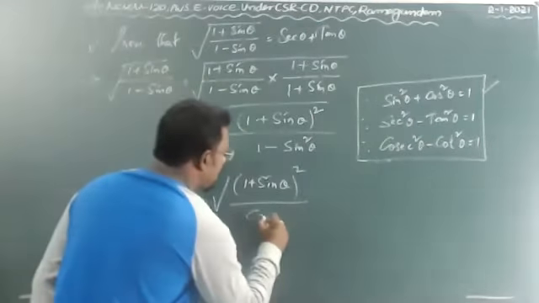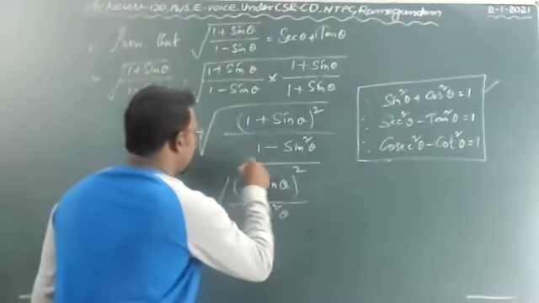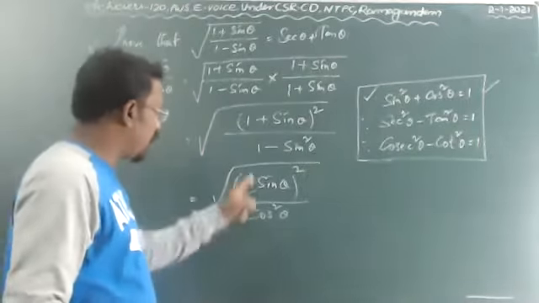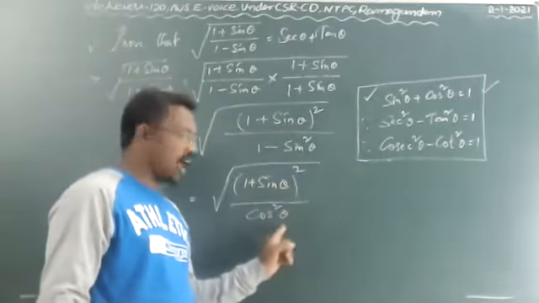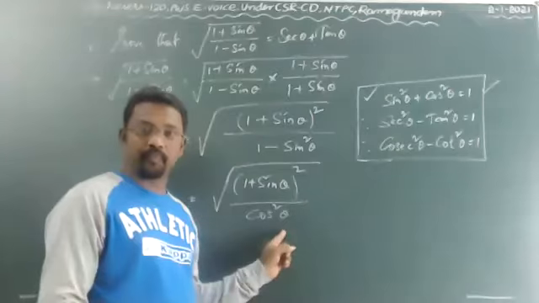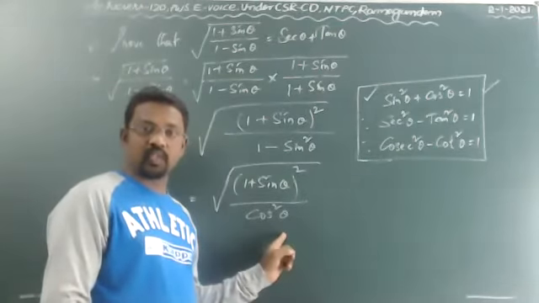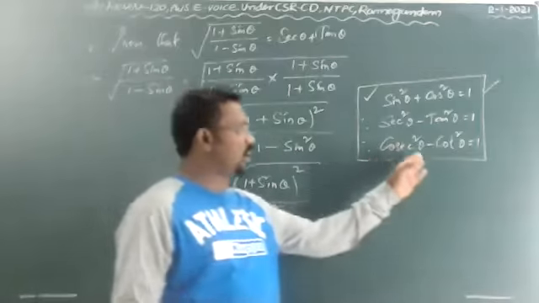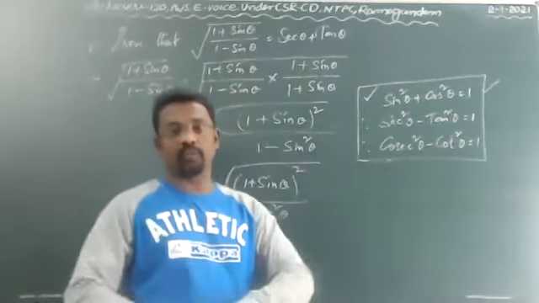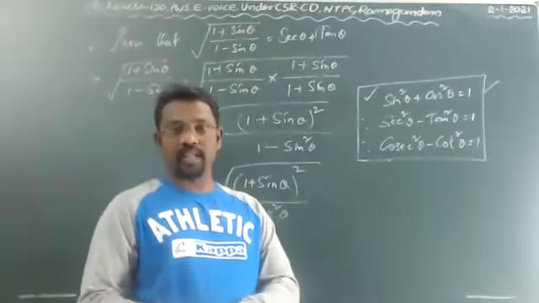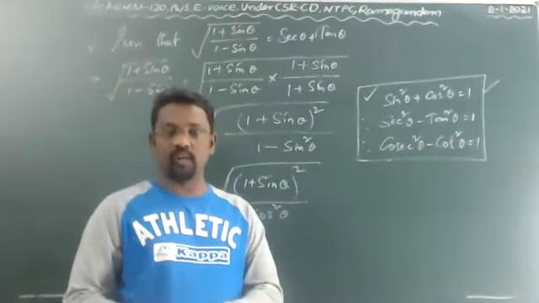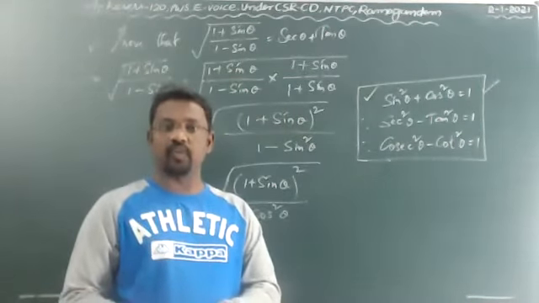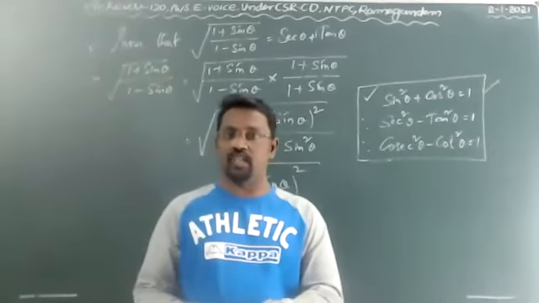From this identity, we can write 1 minus sine square theta as cos square theta. These are the 3 identities, the most important identities from the trigonometry chapter. Sine square theta plus cos square theta is equal to 1. Secant square theta minus tan square theta is equal to 1. Cosecant square theta minus cot square theta is equal to 1.